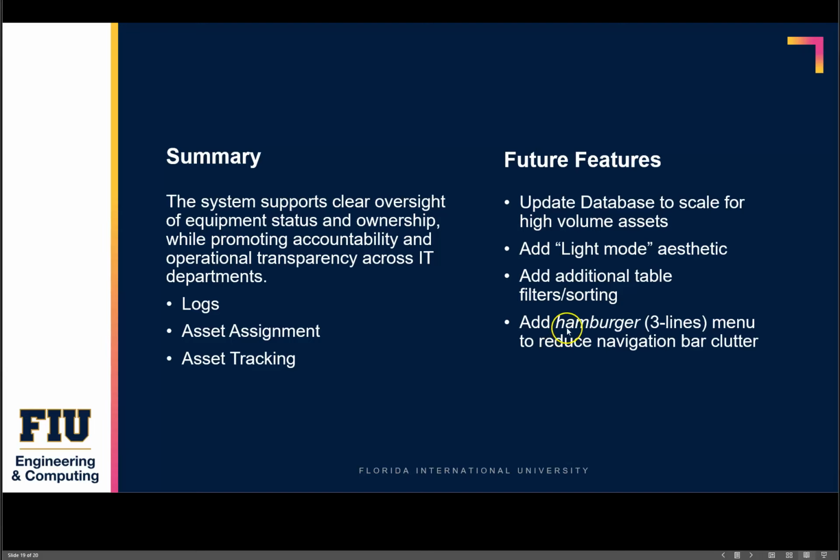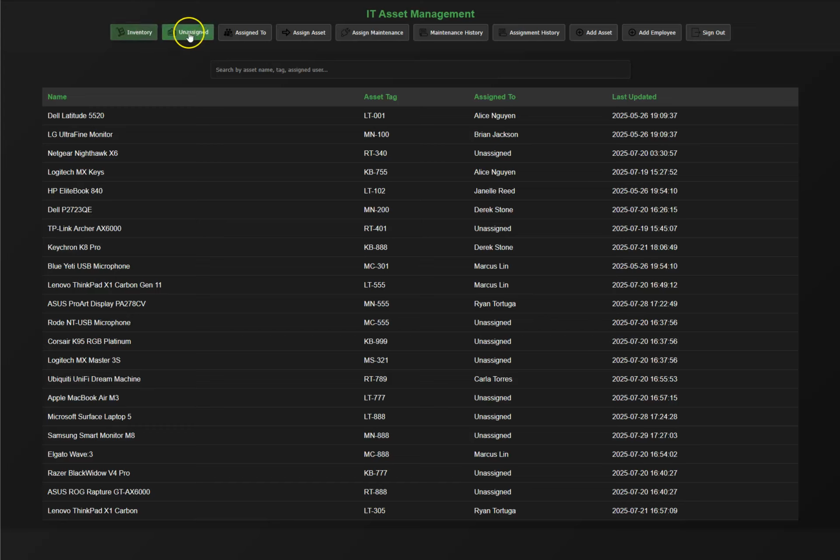As well as adding a hamburger or three lines menu to reduce some of our navigation bar clutter, because we do have, as you can see, a lot of navigation bar items here. So we would like to maybe have three lines in the corner that we could tuck some of these other buttons into, which would shorten this nav bar and make readability and usability on smaller devices and smaller screens a little bit more simplistic and useful.